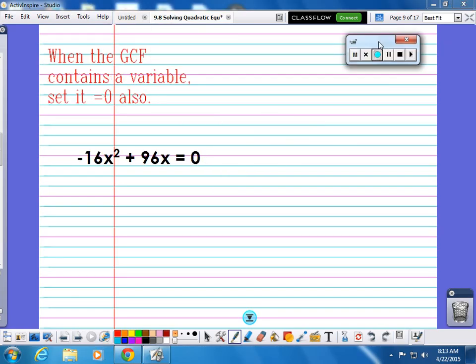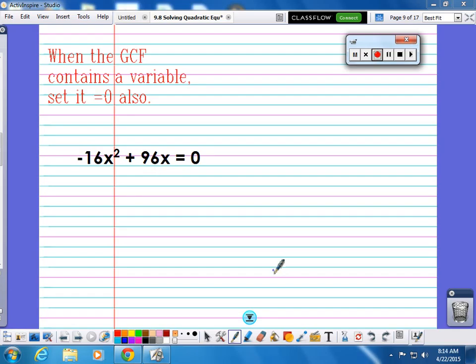All right. This is very important. I've said it once before, but let me say it again. When the greatest common factor contains a variable, set it equal to 0 also. Any factor that contains a variable, whether it's greatest common factor or trial and error, whatever it is, any factor that contains a variable, set it equal to 0. That's important to remember.